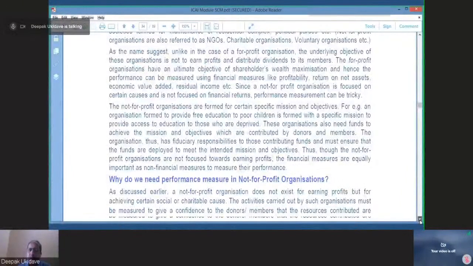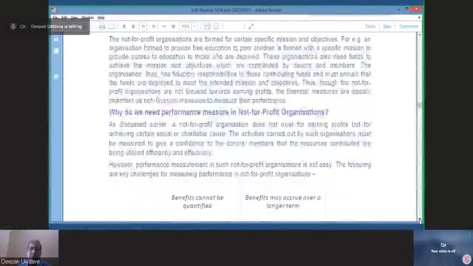And as far as the individuals, the affected parties are concerned, that is the children in this case, they also have to be satisfied in terms of providing education to them, free of cost education. So their satisfaction level is important. So non-financial measures also come into play.